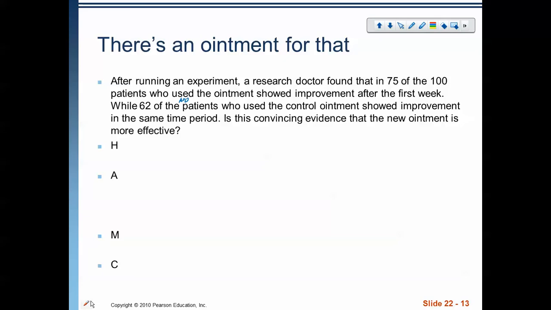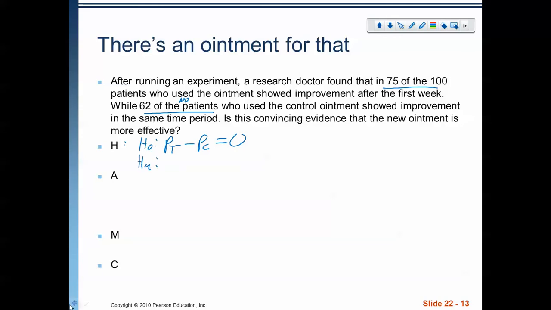We're looking to see if this proportion is larger than this proportion. So my null hypothesis is that I'm going to assume that there is no difference between them. So P of T, because P of T stands for the proportion of those with the treatment, minus P of C, which is my control, equals 0. I'm assuming there is no difference.